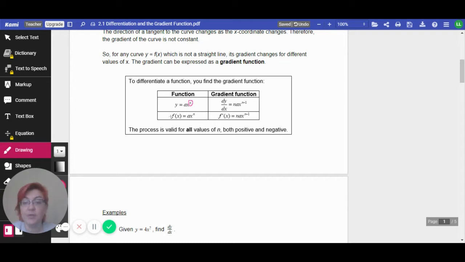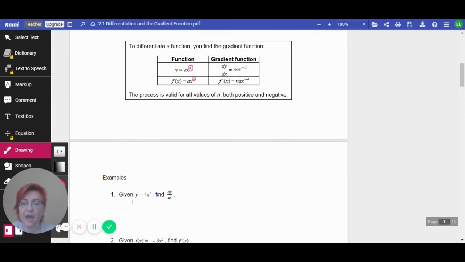And as functions can also be written f of x instead of y, you follow the same process. You take this value here in the exponent, which is your n, you multiply it by a, which is the value in front of x, and then subtract 1 in the exponent. And this process is valid for all values of n, both positive and negative. And you really want to be working with them initially in exponential form. So if you end up with a fraction with x to the n in the denominator, you're going to want to change that to x to the negative n while you're solving. Let's take a look at how this works.